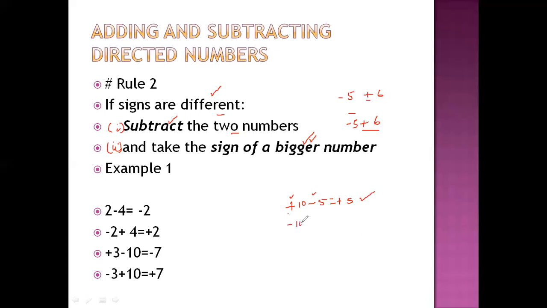Let's try another one. Minus 10 plus 2. The signs are different. Why? There is a minus and a plus. What do you do? You subtract as the first step. So you are going to say the bigger number minus the smaller number. So we are going to say 10 minus 2. Don't worry about the order there. It's actually 8. Okay, the answer becomes what?